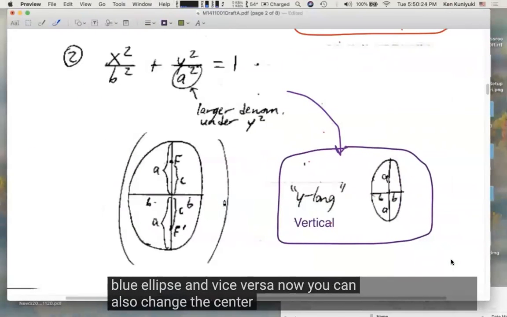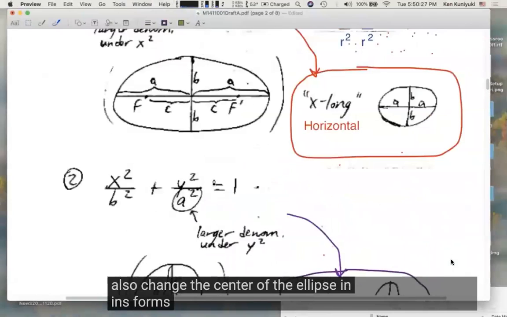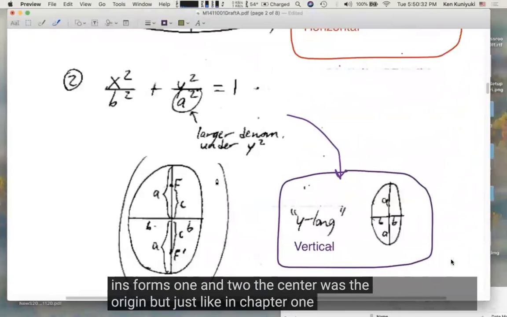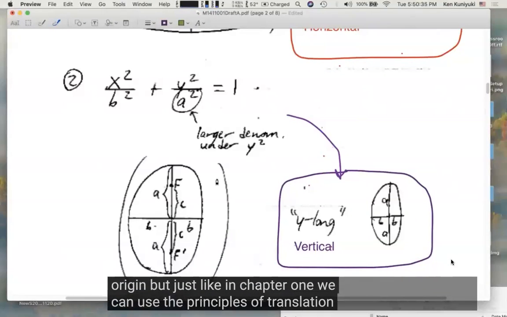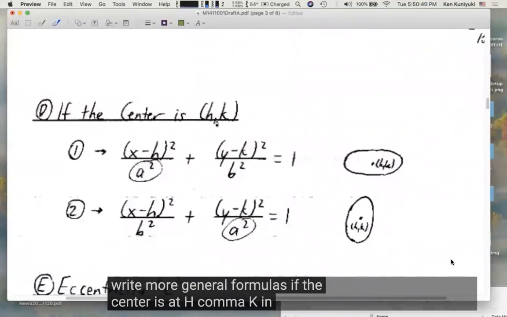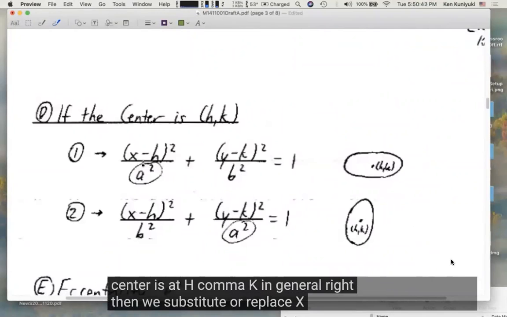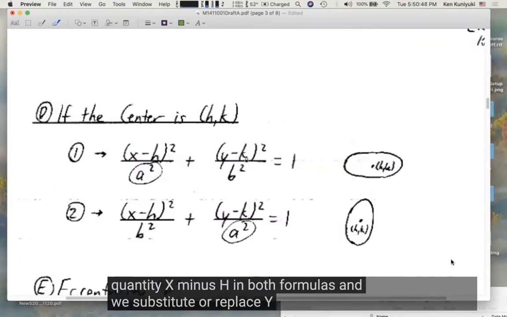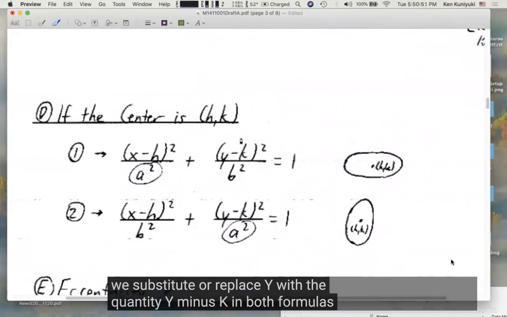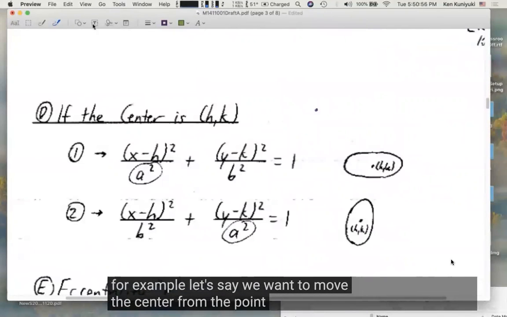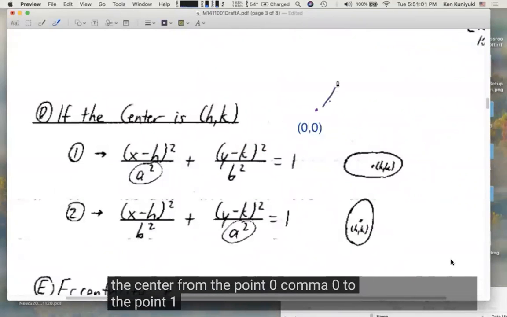Now, you can also change the center of the ellipse. In forms 1 and 2, the center was the origin. But just like in chapter 1, we can use the principles of translation to write more general formulas. If the center is at h, k in general, then we replace x with the quantity x minus h in both formulas, and we replace y with the quantity y minus k in both formulas. So for example, let's say we want to move the center from the point 0, 0 to the point 1, 2.